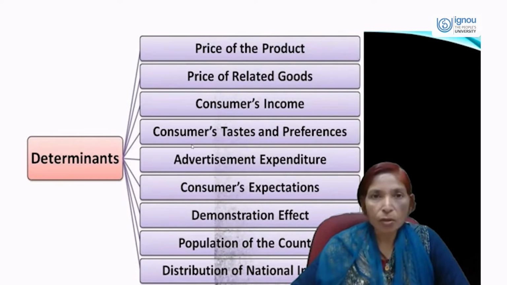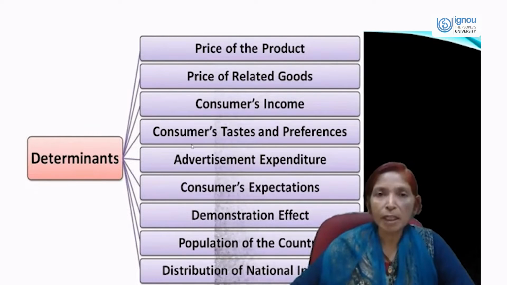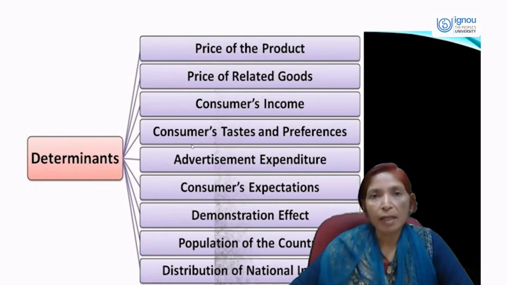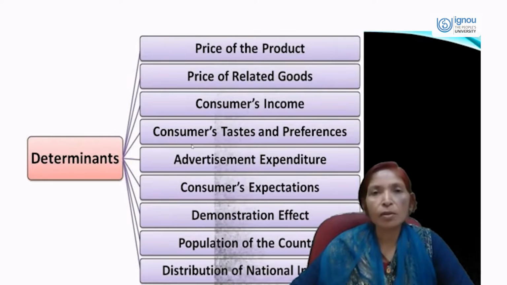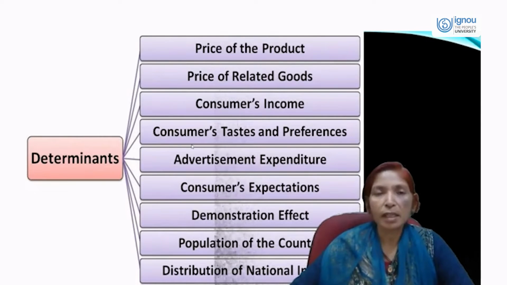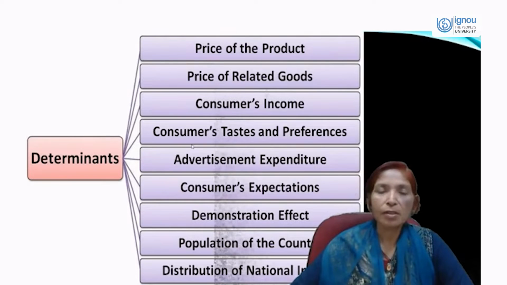Goods may be normal goods, inferior goods, or necessities. So there are three types of commodities which affect demand according to the consumer's income. Number one is normal goods. Normal goods are those goods which are generally demanded by consumers due to a high income level. If income rises, demand rises for normal goods like TV, scooter, car, fridge, AC, etc. These are normal goods. If income of the consumer falls, demand for normal goods falls.